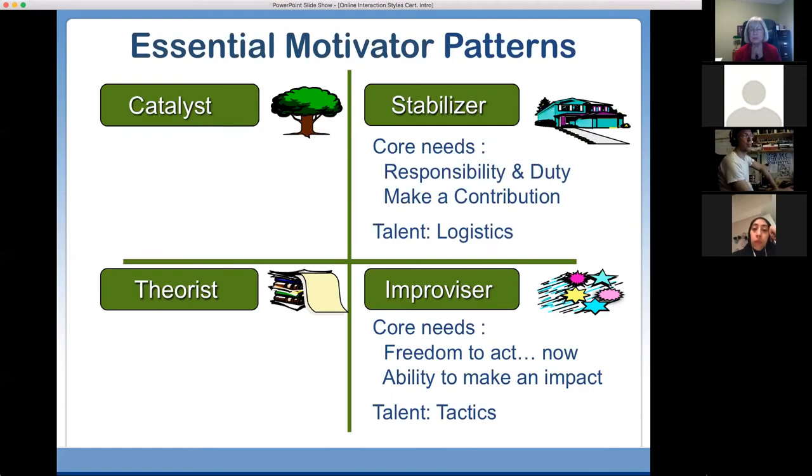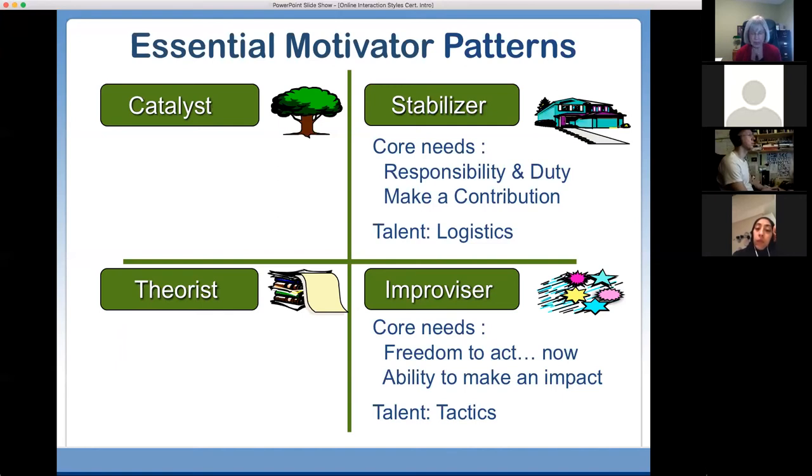Some of the early descriptions of the stabilizer, Kersey called them the guardian. What they want to do is bring stability so that the world goes on. And their talent is logistics, so they tend to make arrangements. Tactics are what actions to take next, and logistics is seeing how those different arrangements need to be made, like what kind of roles do you need? What are some of the governance procedures that will make it stay in place? Who's going to do what when? All kinds of scheduling kinds of things, getting all the materials.